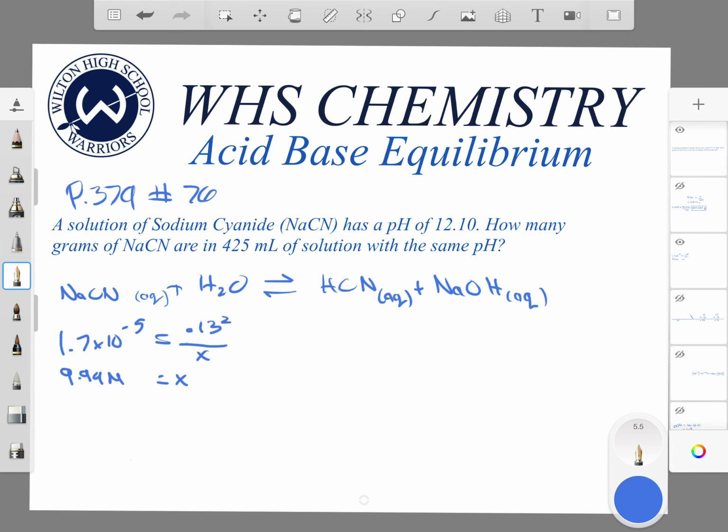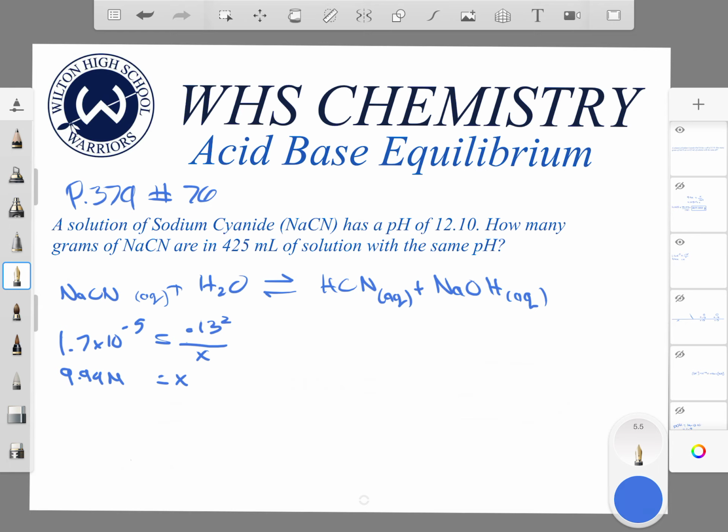1.7 times 10 to the negative 5, which is the Kb value, is equal to 0.13 squared over x. So as HCN and NaOH are both equal to 0.13, you can just square them. Obviously, it's simple algebra. And then you will divide by the unknown value of NaCN, which is x. And once you simplify and solve for x, you should get that the concentration of NaCN is 9.94 molar.